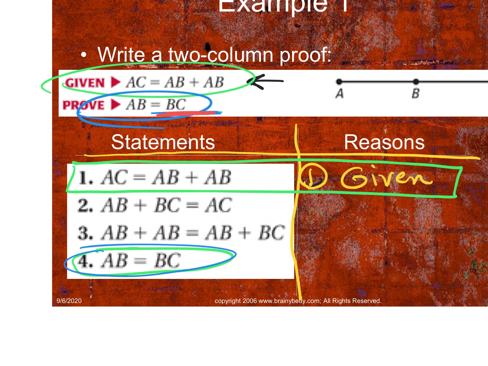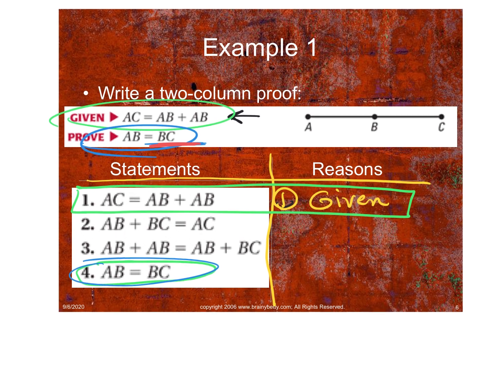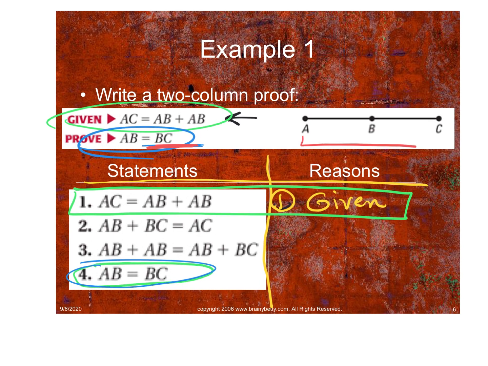So I'm going to go ahead and notice what's happening here. They're telling me that the length of this whole thing, AC, is equal to AB plus AB. So for my next step, I'm going to look to see what it looks like. It looks like I'm taking this little piece here of AB and adding it to this little piece here, BC, and then they're telling me it equals the whole length of AC.